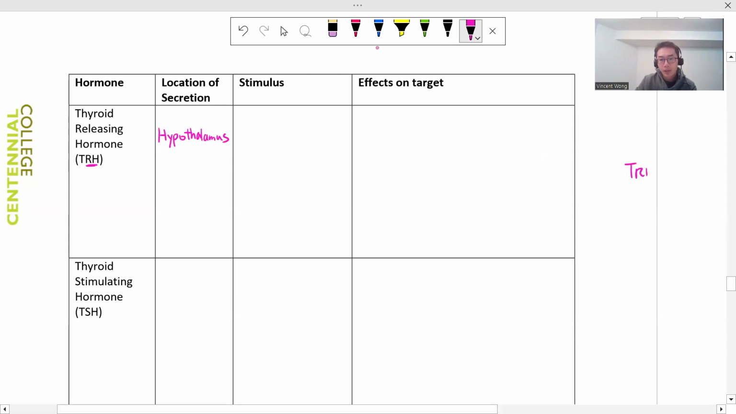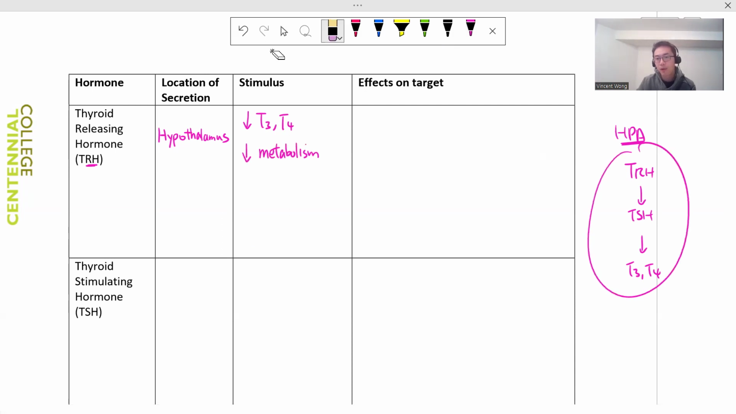And you almost have to write it out on the side to help yourself keep track of these things. And that's one of the HPA, right? Remember the hypothalamic pituitary axis? So what triggers the release of TRH? Well, when you have low T3, T4, which means you have low metabolism, that's when you need to switch on this pathway so we can make more T3 and T4.